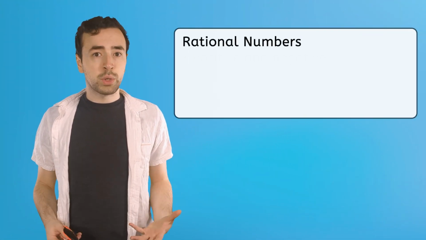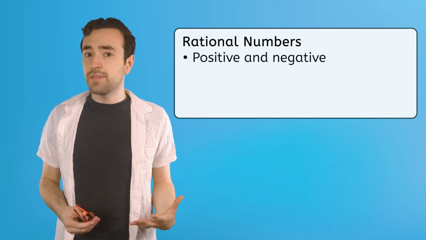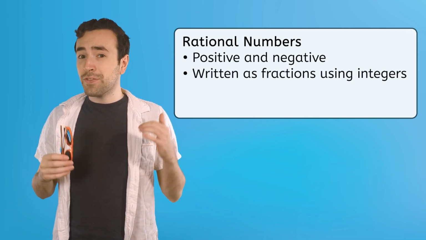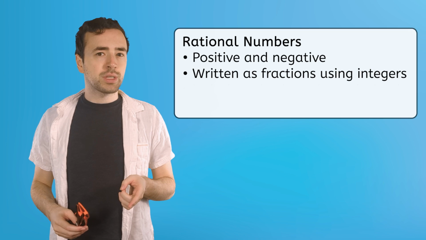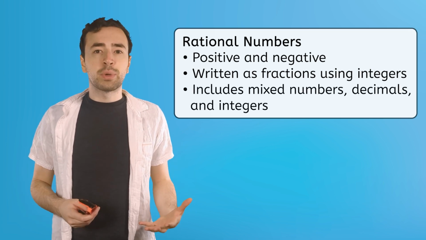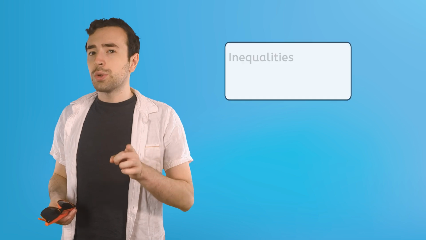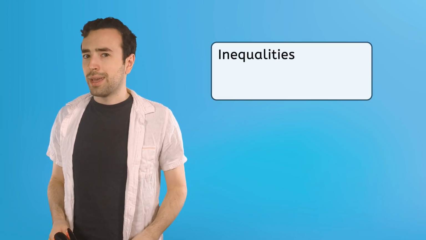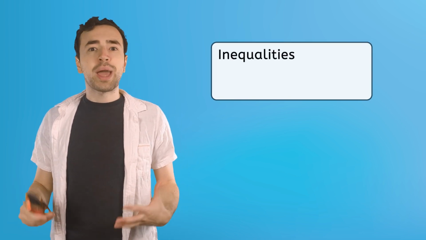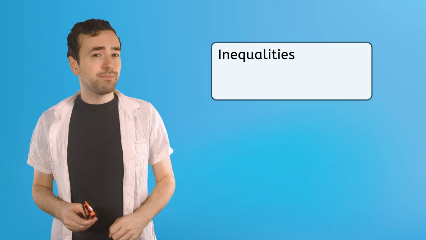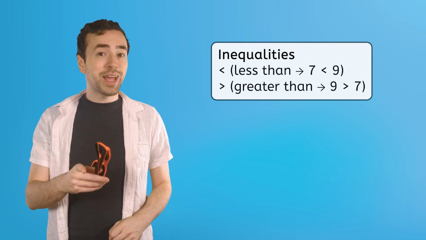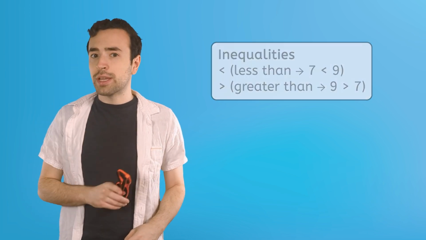Let's start with a quick refresher. We recently learned about rational numbers, which are positive and negative numbers that can be written as a fraction using integers. That includes mixed numbers, decimals, and integers themselves. But we're also using inequalities today. Do you remember the symbols we use to compare values that aren't equal? That's right, less than and greater than.